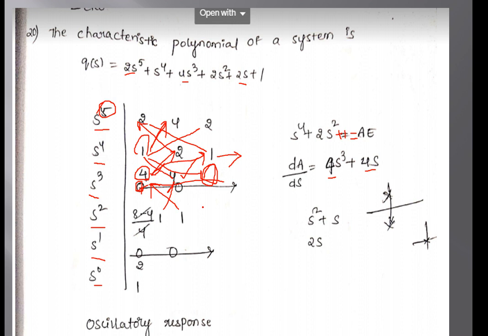So you have to consider the same value of the equation, that is s square plus 1. So s square plus 1, because the s square quotient is 1, and here s power 0 quotient is also 1. So s square plus 1 is nothing but the auxiliary equation. Again differentiate this auxiliary equation.